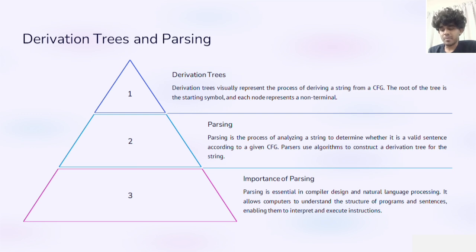Importance of parsing. Parsing is essential in compiler design and natural language processing. It allows computers to understand the structure of programs and sentences, enabling them to interpret and execute instructions.